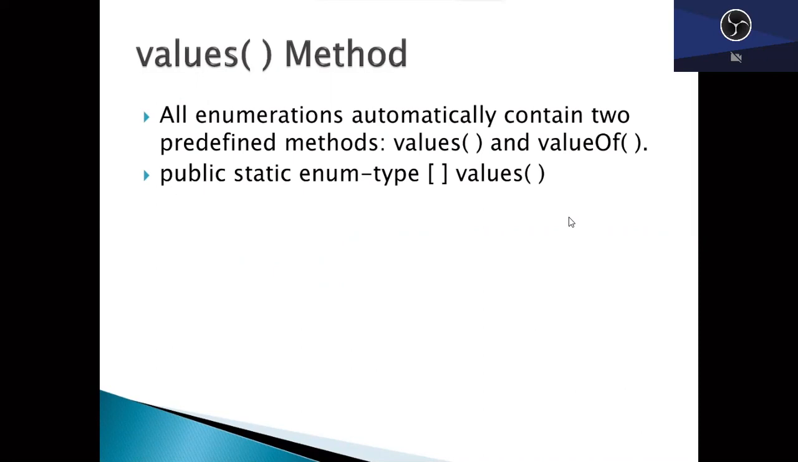So what does values return? It returns an array of enumeration type, whatever enumeration type you specify. And this method is public and it is static.